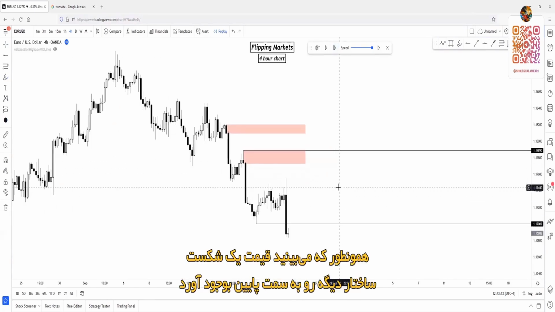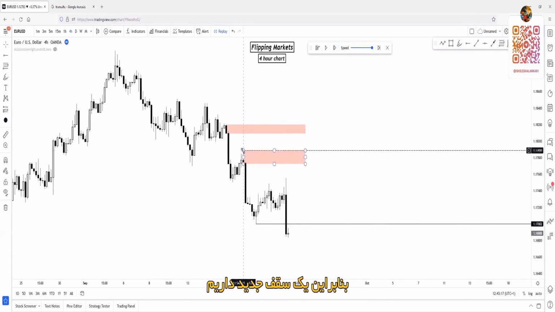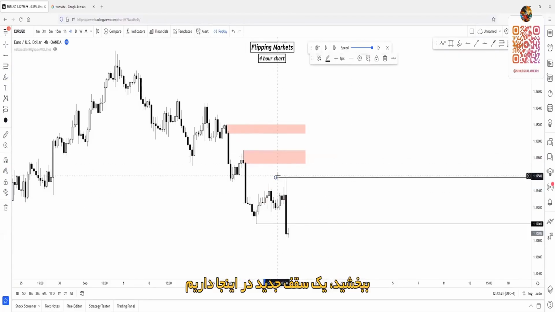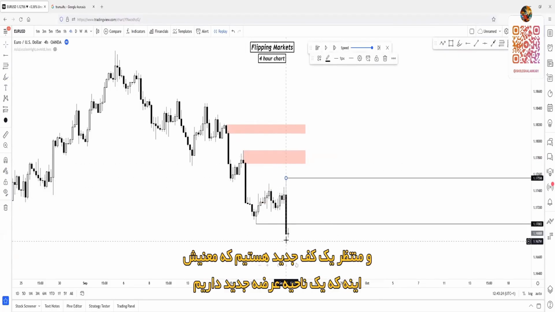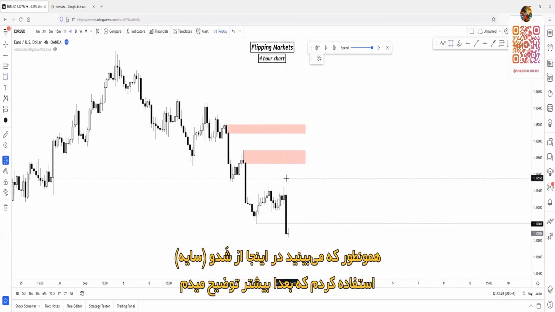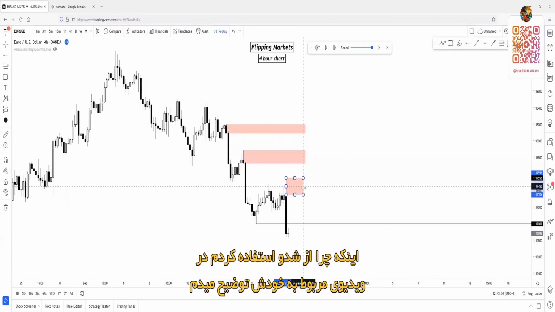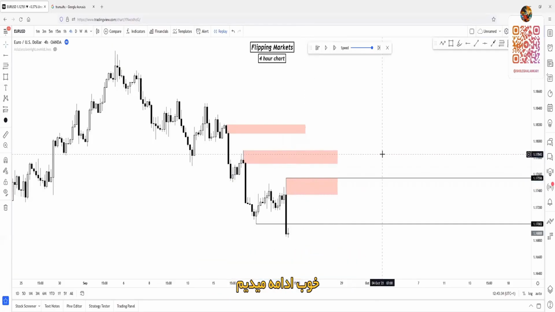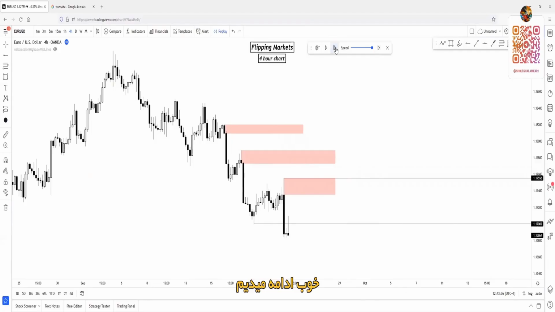Okay, as you can see, price created another break of structure to the downside. So we have a new high here and we are waiting for a new low. And this means we have a new supply zone also. I will use the wick, but I will explain later why I used the wick in the wick explain video. Okay, let's just continue.